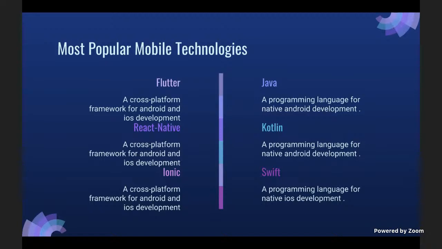Swift is for Apple. So that means that if you want to be an Apple developer, strictly Apple developer, then you need to learn how to use Swift. If you want to be an Android developer, you either use Java or Kotlin. But if you want to be both, that means that you want to run for Android and iOS at the same time, then you need to go for one of the cross-platform tools or technologies.